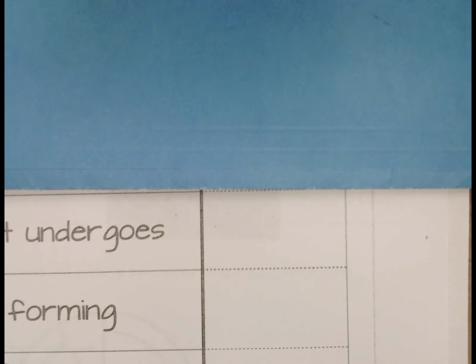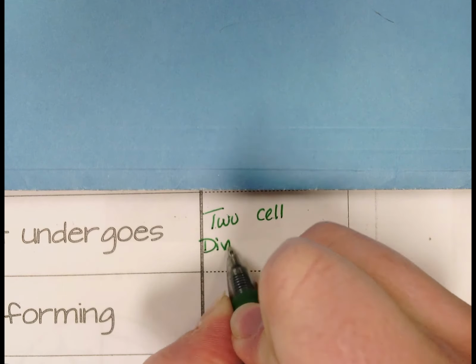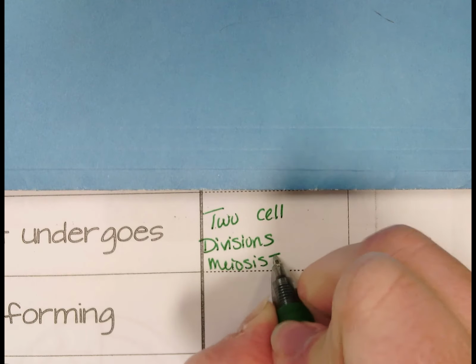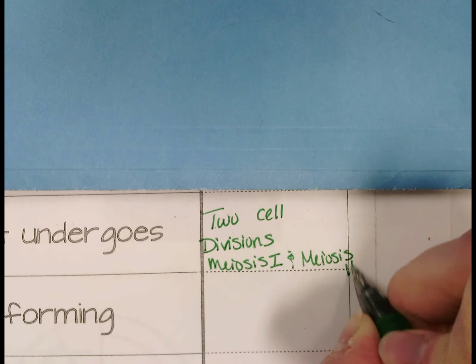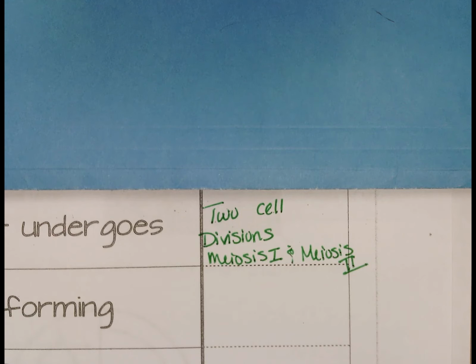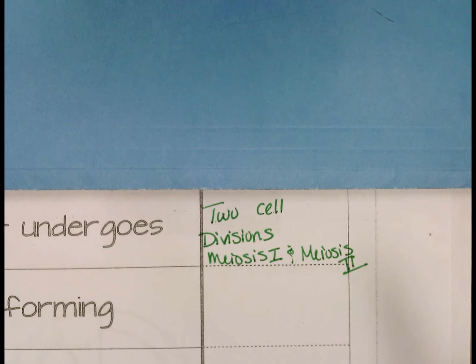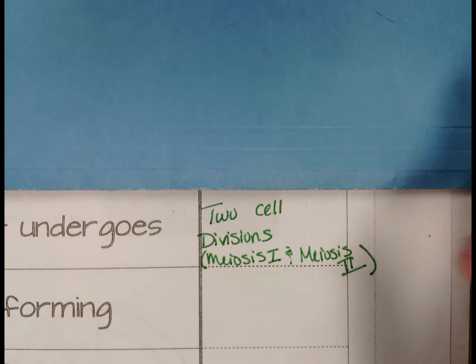While meiosis, on the other hand, undergoes two cell divisions, meiosis 1 and meiosis 2. Meiosis 1 and mitosis are the exact same thing. They're going to produce two diploid cells. They have the full set of chromosomes. So meiosis 1 and mitosis are exactly the same, while meiosis 2 is very different. So it undergoes two cell divisions, meiosis 1 and meiosis 2.